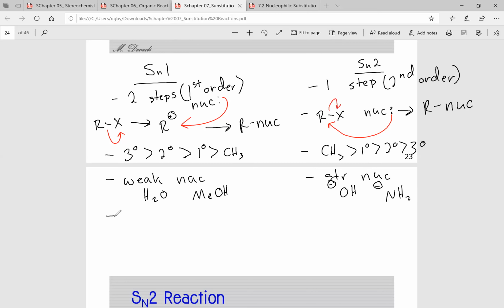And then Sn1, sorry, prefers polar protic solvents, and Sn2 prefers polar aprotic solvents. Okay? And so these are the big differences between Sn1 and Sn2 and how we determine if a reaction is going to be Sn1 or Sn2. I'll give you guys a couple seconds to digest this, and then we'll get into sort of a little example.